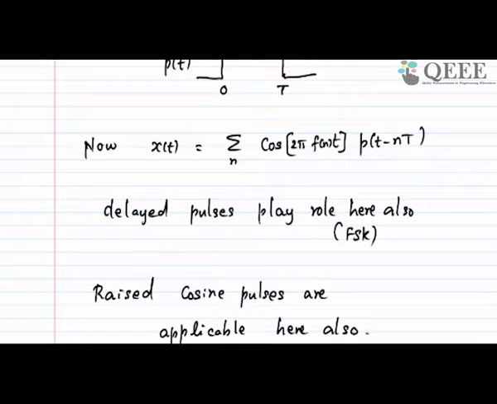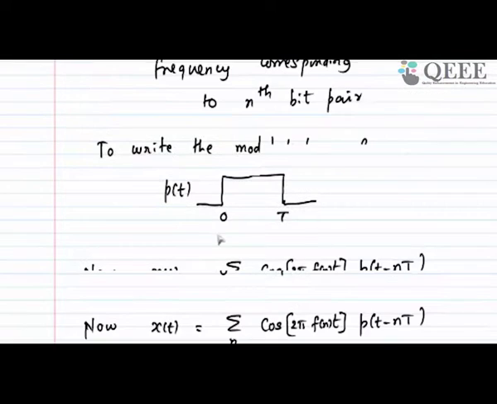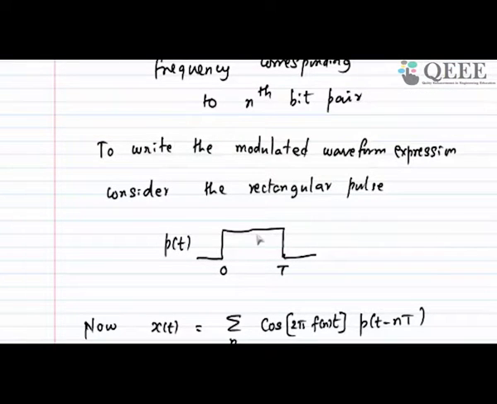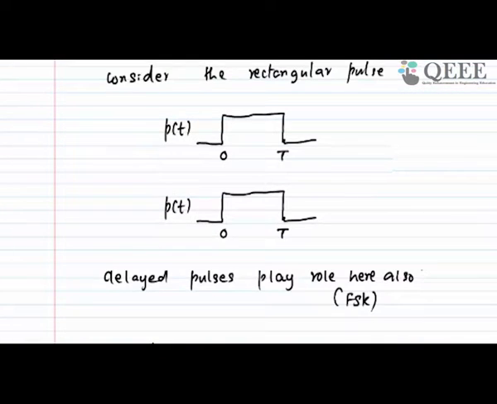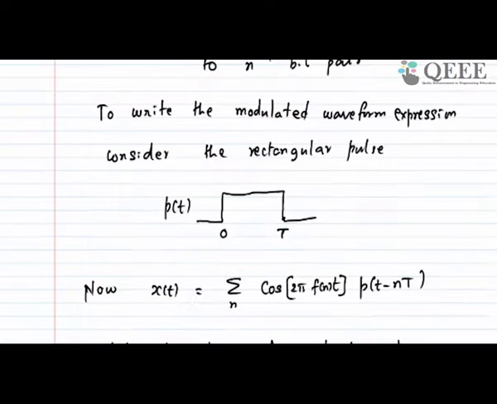Like the pulse shaping works here also. So instead of choosing a rectangular pulse like this, you might choose a much more bandwidth efficient pulse like a raised cosine pulse or something here also. Okay, so that is one important remark. But nevertheless, now let us look at another important question.